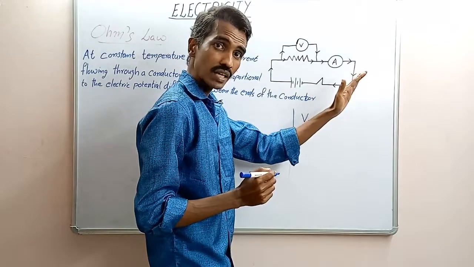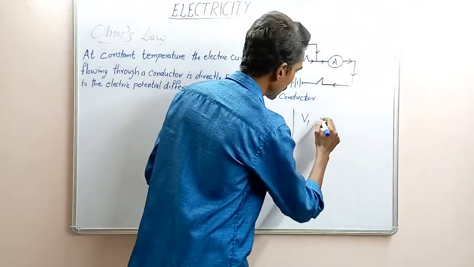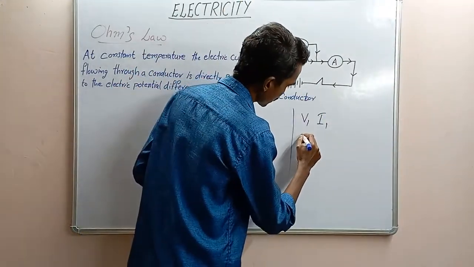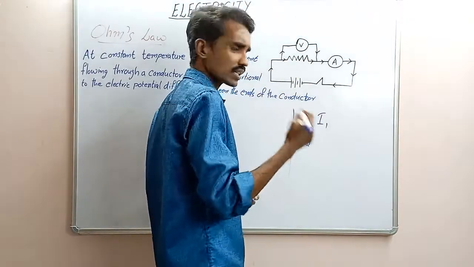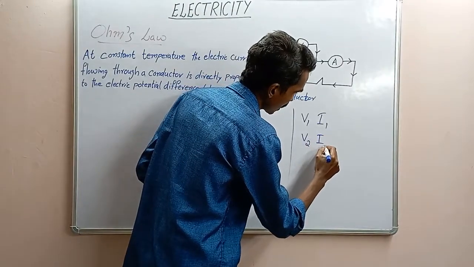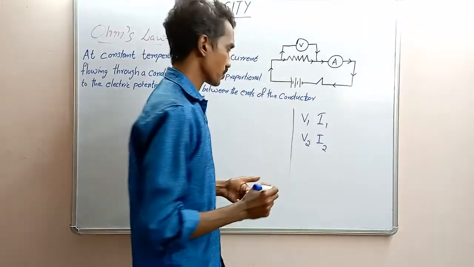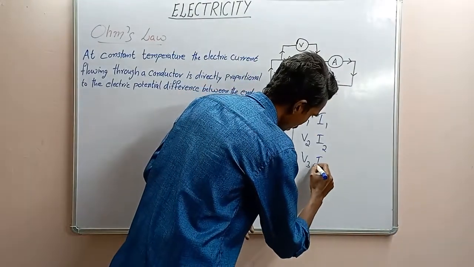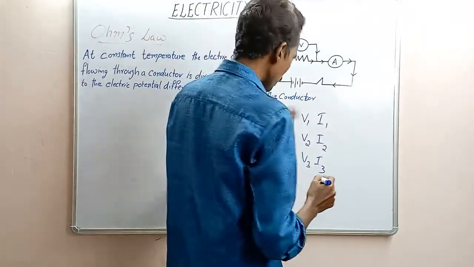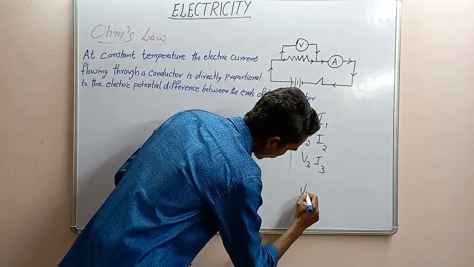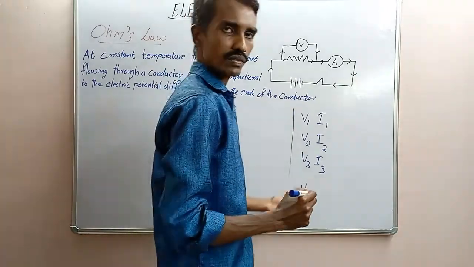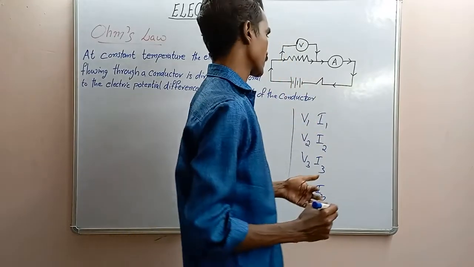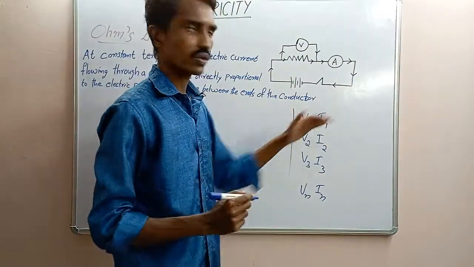On that particular time, the ammeter reads the current I1. And in the second case, V2, at another time, the current is I2, and V3 at the next moment, and the current is I3. So it goes on, and when Vn is there, the voltage is Vn and the current is In. So at some moments the current and voltage are noted.